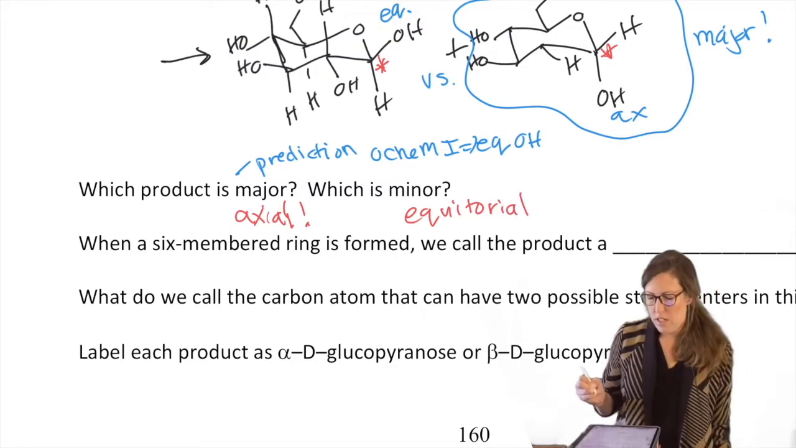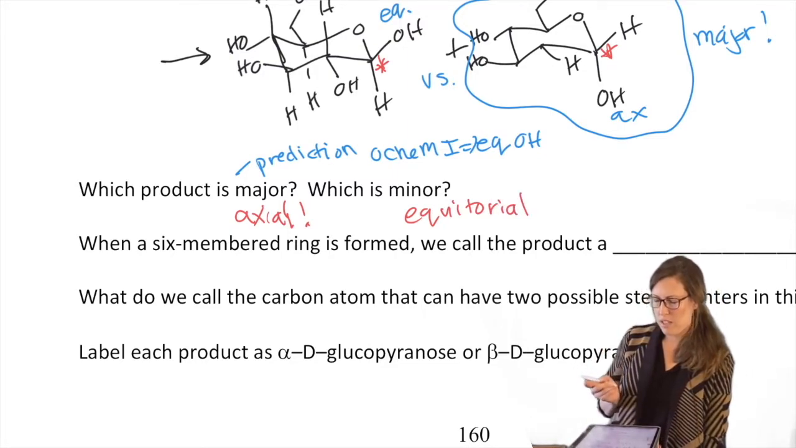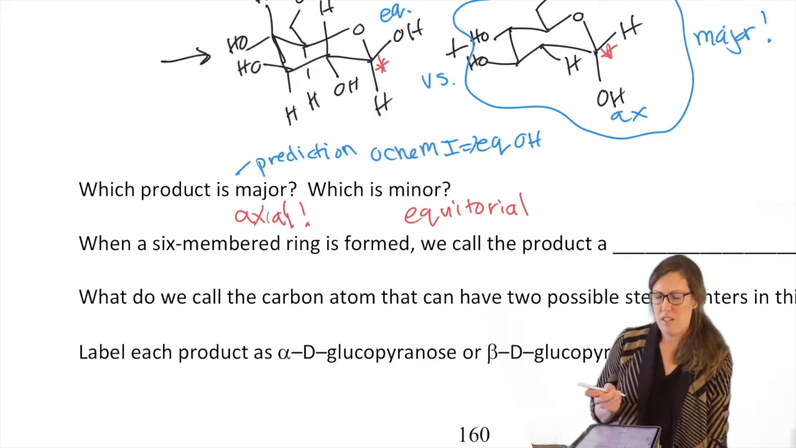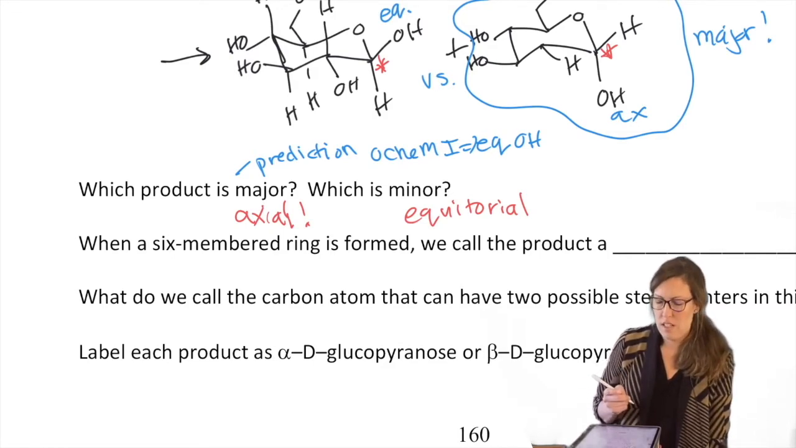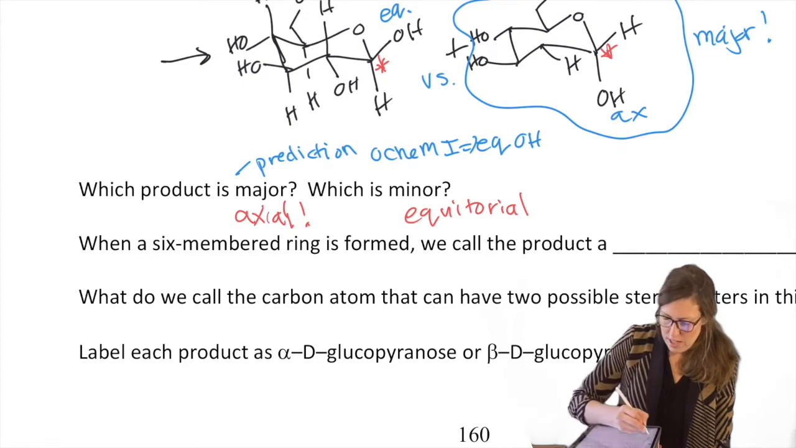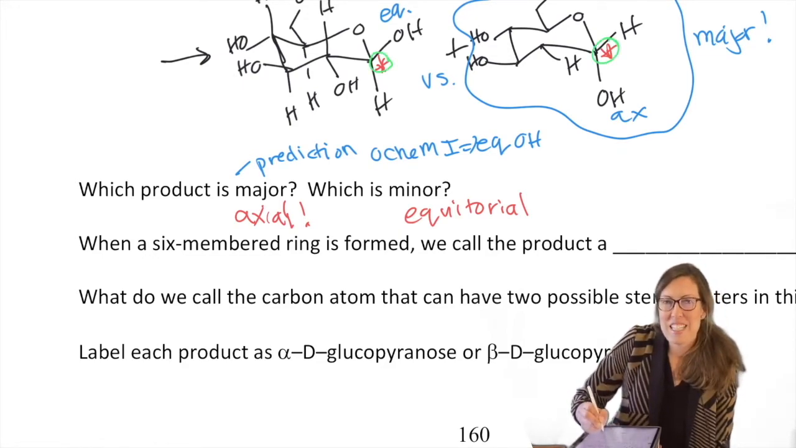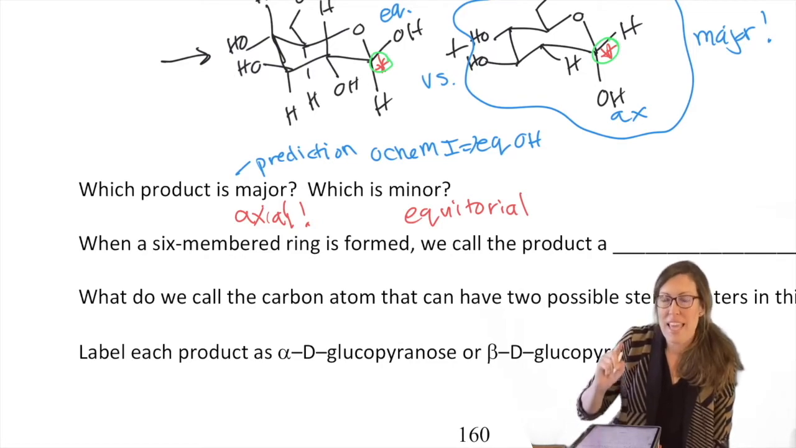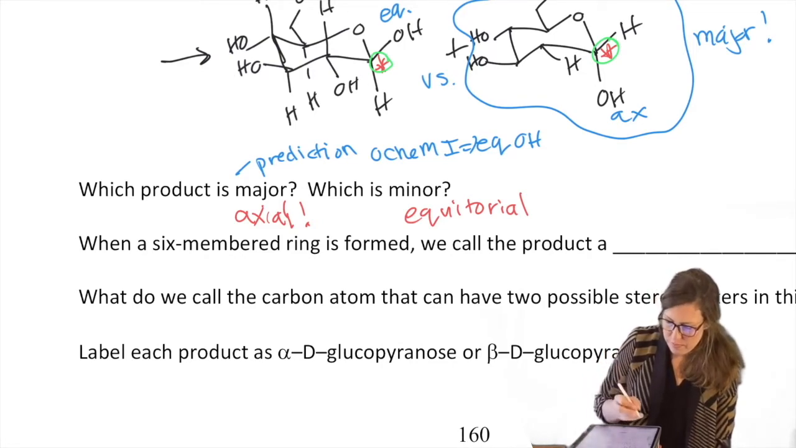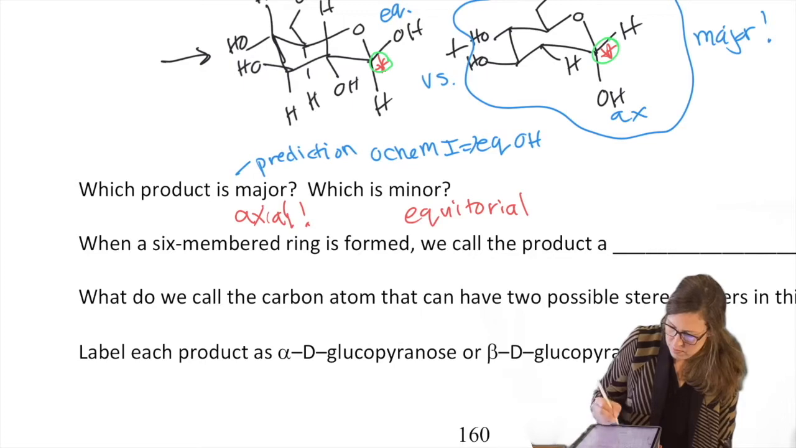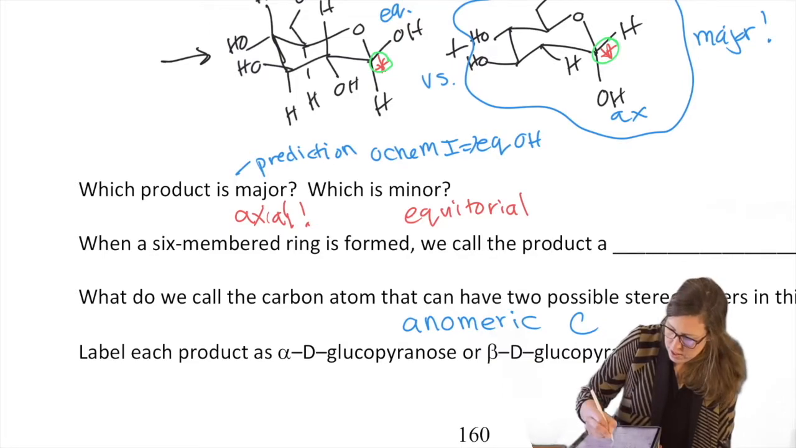Now, I say axial and then I say equatorial, and I say, wait a minute, there's lots of stereocenters. Equatorial what? Which one's axial? There's a name for this carbon that has the asterisk, the one that got attacked, that can produce the two new stereocenters. That's called the anomeric carbon. So I'm going to write that here, anomeric C.